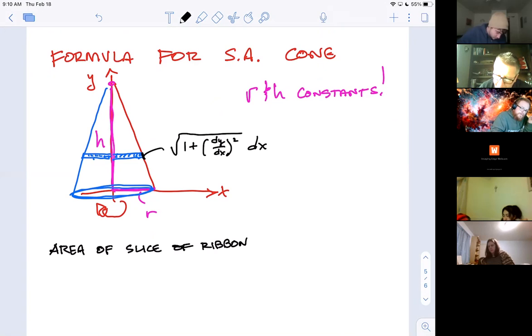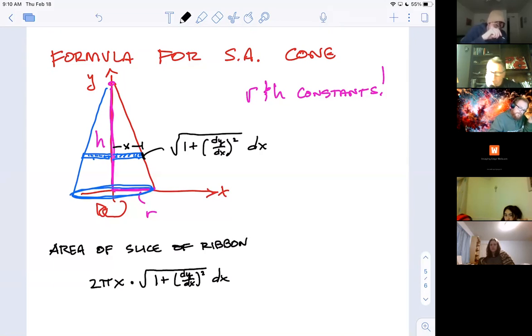All right, I'm catching up. Do you agree that in this drawing, the radius of our ribbon is x? So the circumference of that ribbon, in other words the length of it when I stretch it all out, would be 2 times pi times the radius, which is x. And then I just have to multiply by how tall it is, and it is our arc length formula tall. That's it. Everything is x's. Now just add all those up.